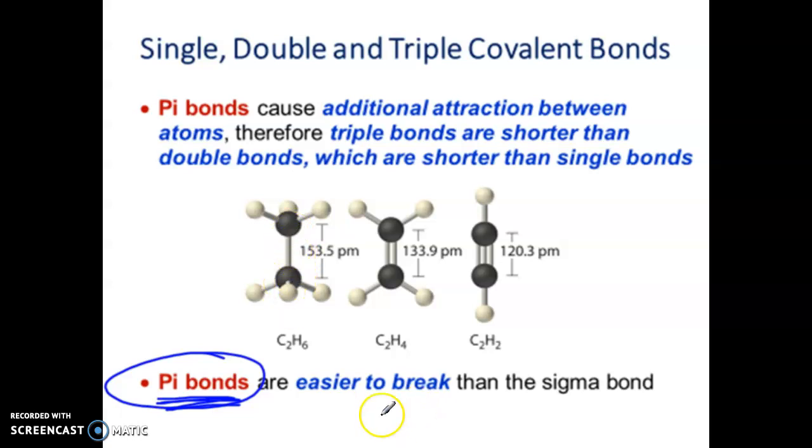The reason for that is because the side-by-side interaction between p orbitals is much weaker than when you have the direct overlap. So the end-to-end overlap is a much stronger bond. It takes more energy to break this than it would to break that side-by-side interaction.